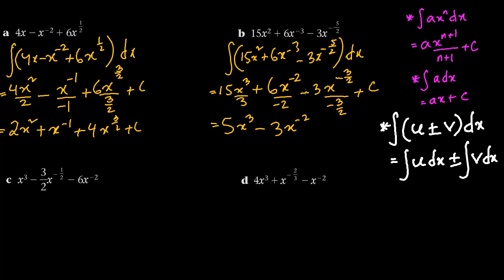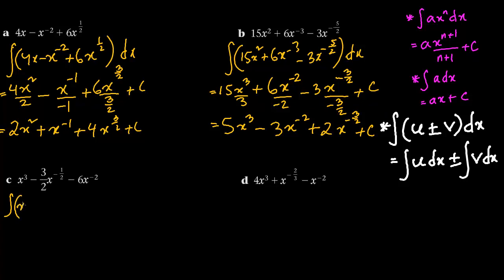x to the power minus 2. Then this cancels off, minus minus plus. Now we have 3 divided by 3 by 2, which is actually 2. Then x to the power minus 3 by 2 plus c, the constant of indefinite integral.